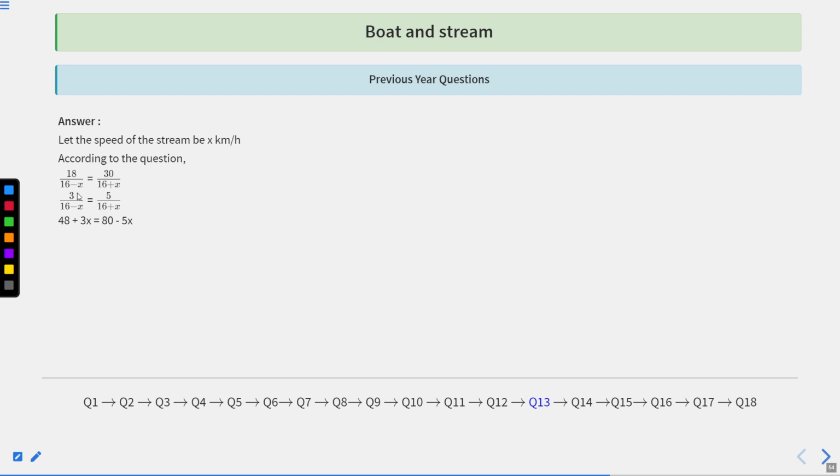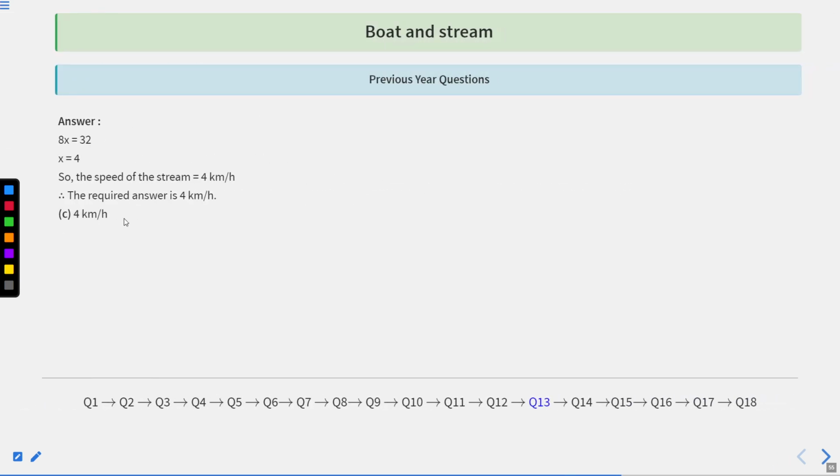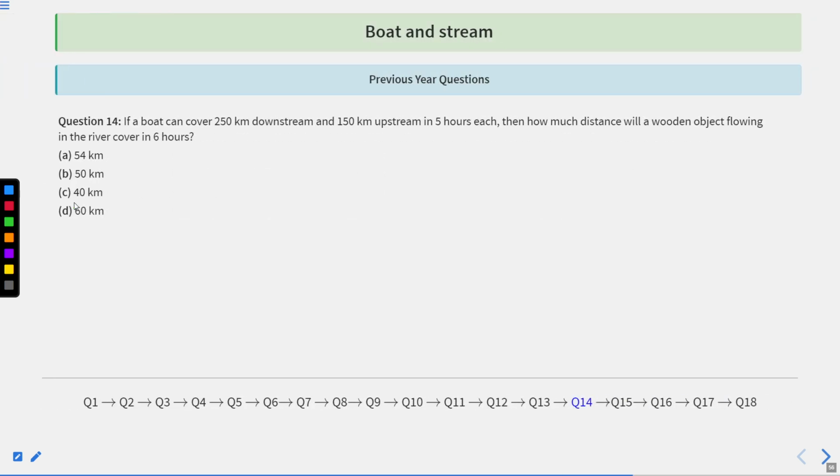According to the question, 18 upon (16 minus x) equals 30 upon (16 plus x). And on simplification, you will have 48 plus 3x equals 80 minus 5x. So x is here 4. So the speed of the stream is 4 km per hour. So the required answer is option C, 4 km per hour.